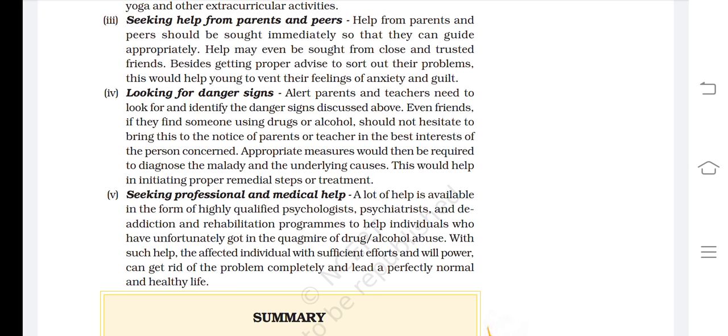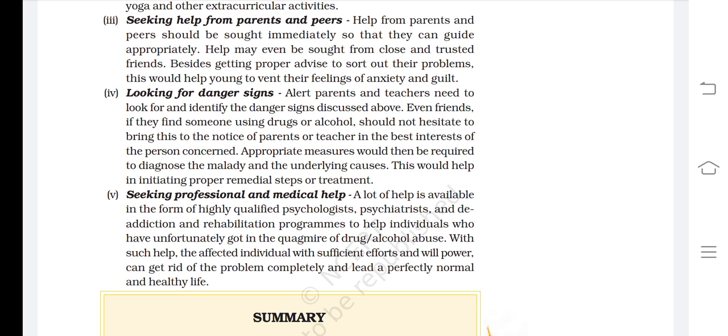This would help the young to vent their feelings of anxiety and guilt. Looking for danger signs. Alert parents and teachers need to look for and identify the danger signs discussed above. Even friends, if they find someone using drugs or alcohol, should not hesitate to bring this to the notice of the parents or a teacher in the best interest of the person concerned. Appropriate measures would then be required to diagnose the malady and the underlying causes. This would help in initiating proper remedial steps or treatment.